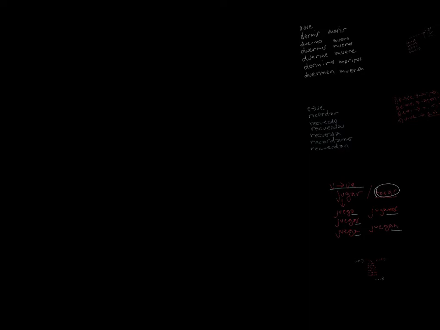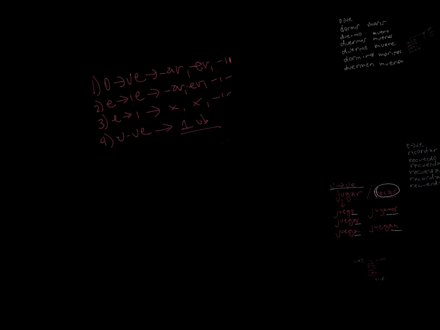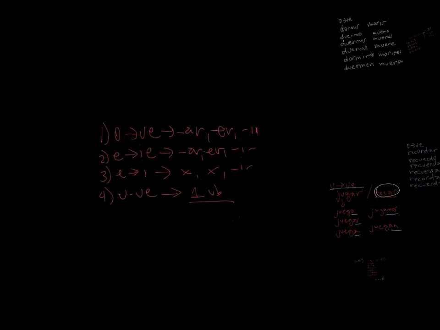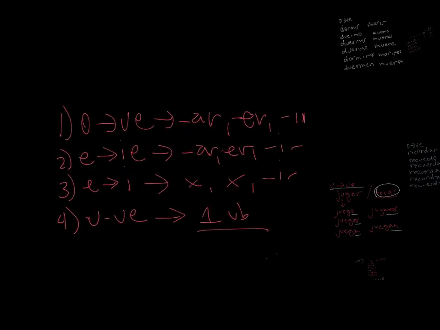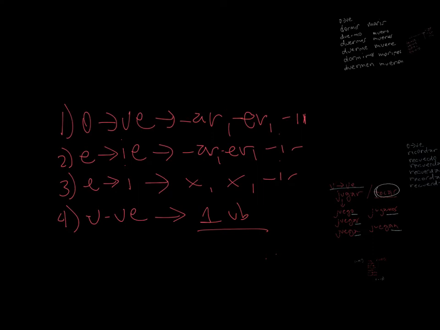Now let's talk about E changing to IE. Remember, when I talked to you about the categories, I said there's going to be four categories: O changing to UE, AR, ER, IR. I did recordar for AR, volver for ER, and dormir and morir for IR. I've also talked about this fourth category already, and I talked about that one first because it's very easy. There's only one verb.